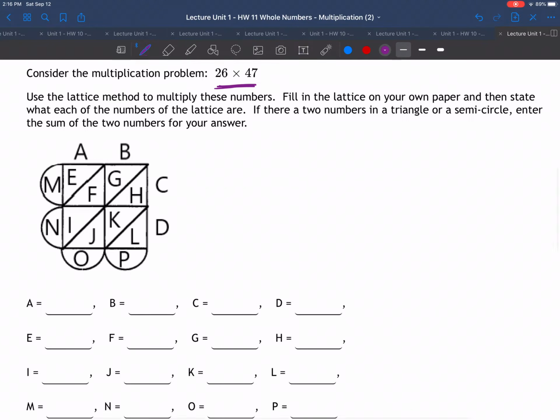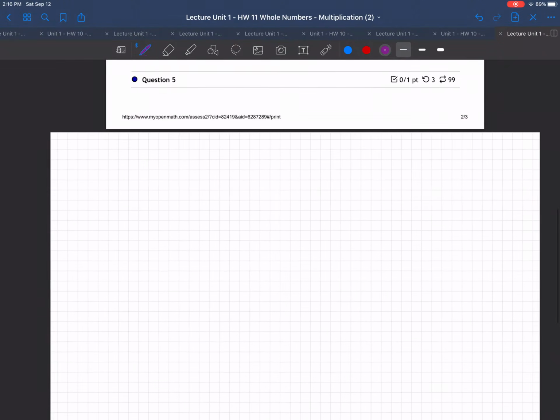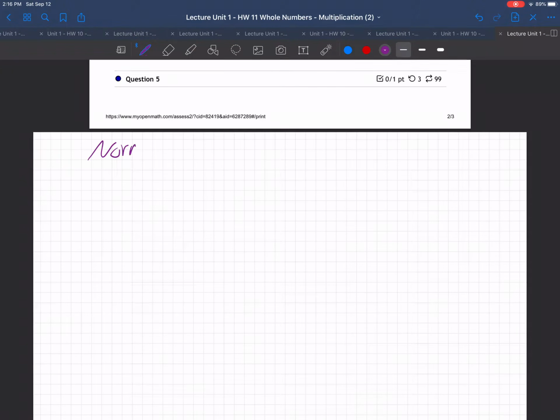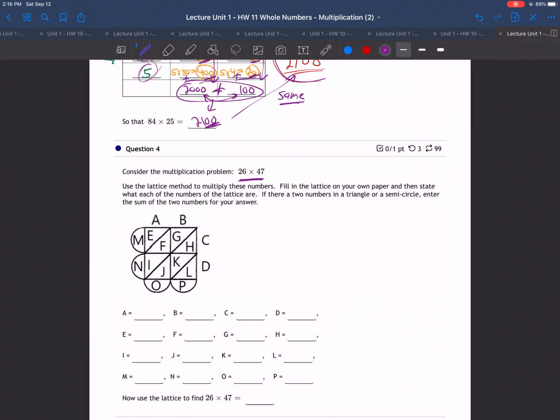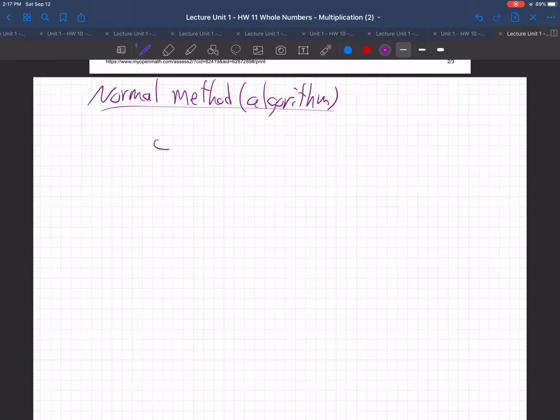26 times 47. Let's go down here and just do the normal method, which is also called an algorithm. An algorithm is a method, a way of doing something, right? The normal method. 26 times 47. It doesn't matter which one you put on the top and the bottom.